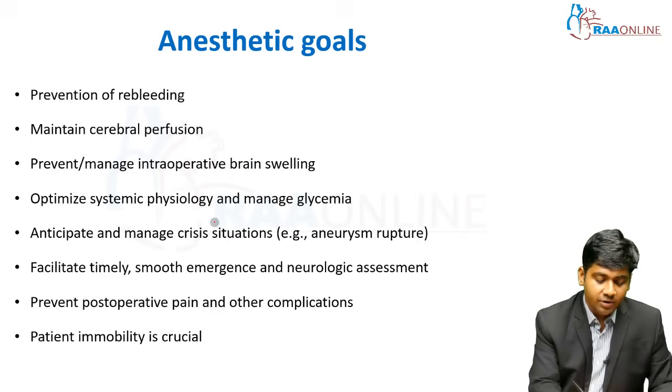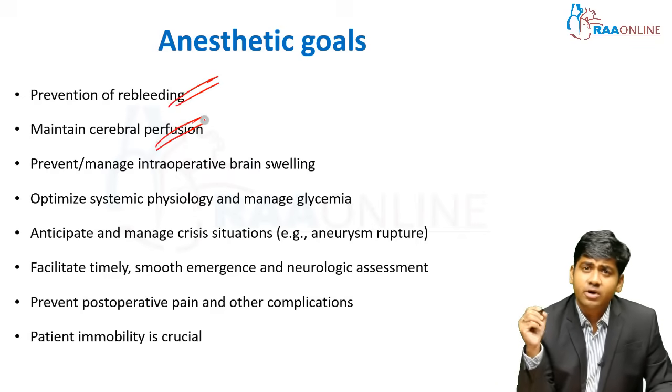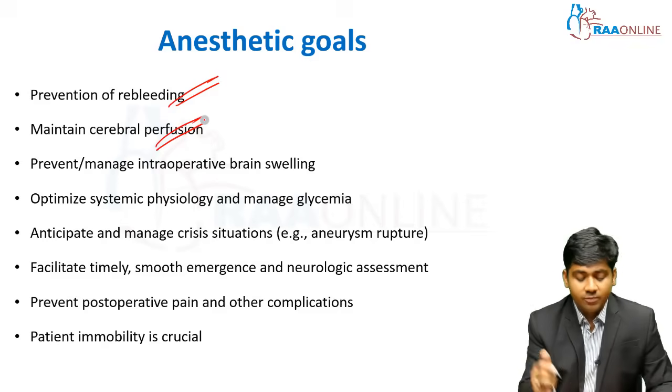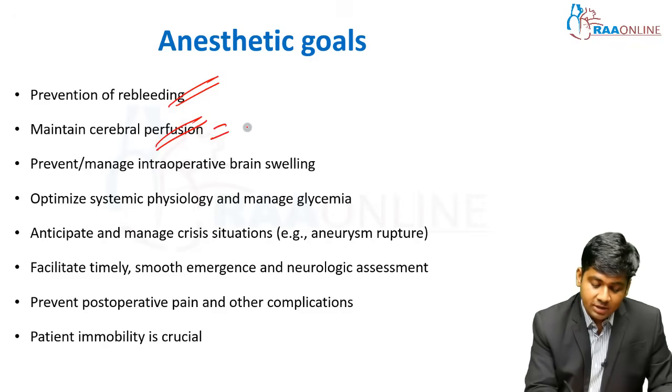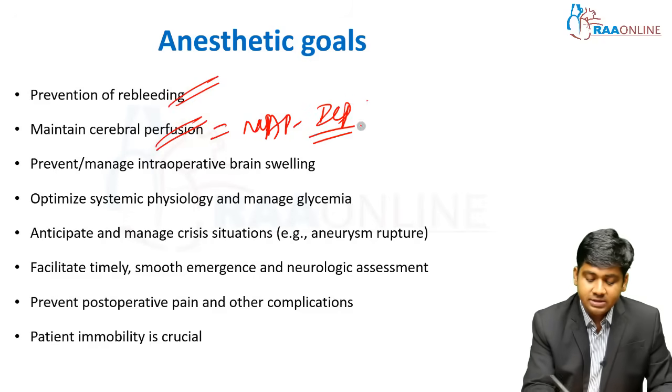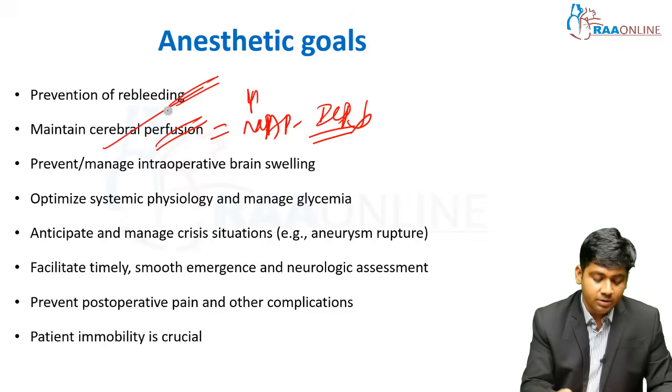Anesthesia techniques: prevent further rebleeding, maintain a proper cerebral perfusion pressure. So cerebral perfusion pressure is always equal to mean arterial pressure minus ICP. So we have to decrease the ICP and increase the mean arterial pressure to increase the CPP.